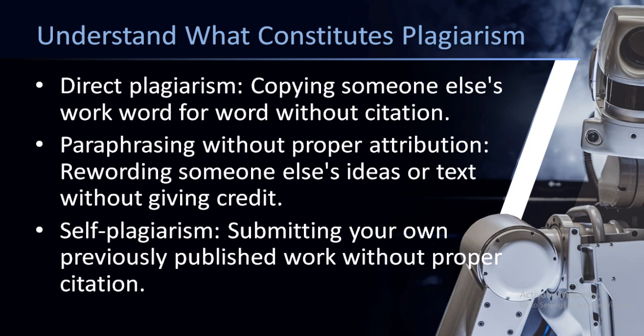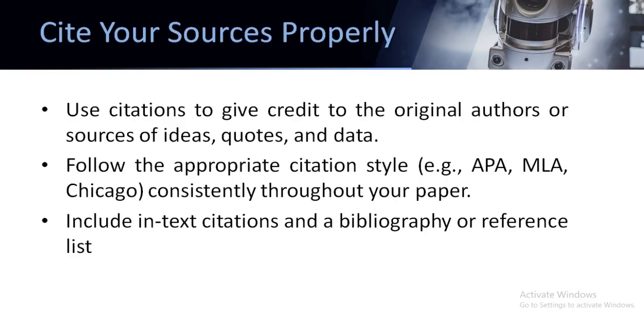So now, coming to understanding what constitutes plagiarism. There are direct plagiarism, paraphrasing without proper attribution, and self-plagiarism. These three things are there. Copying the work of someone else word for word without citation is called direct plagiarism. Rewording someone else's idea or text without giving credit is called paraphrasing without proper attribution. That is also called plagiarism. Then self-plagiarism: submitting your own previously published work without proper citation is called self-plagiarism. So we need to be careful about self-plagiarism most of the time.